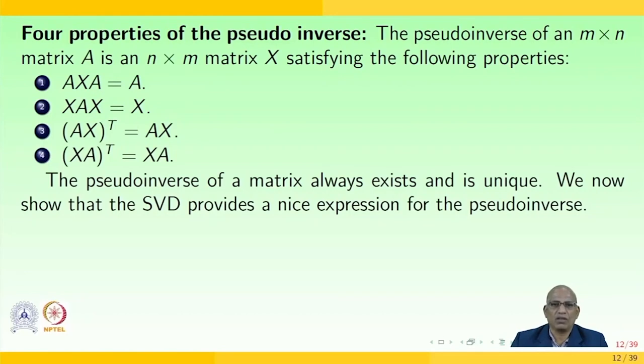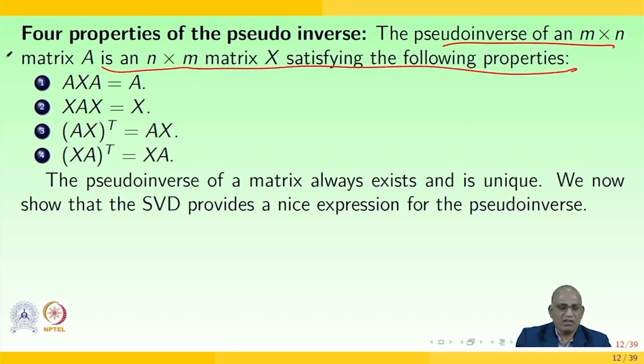There are different properties of the pseudo inverse. The pseudo inverse of an m by n matrix A is an n by m matrix X satisfying the following properties: AXA is A, XAX is X, (AX) transpose is AX, and (XA) transpose is XA. The pseudo inverse of a matrix always exists and is unique. We now show that the singular value decomposition provides a nice expression for the pseudo inverse.